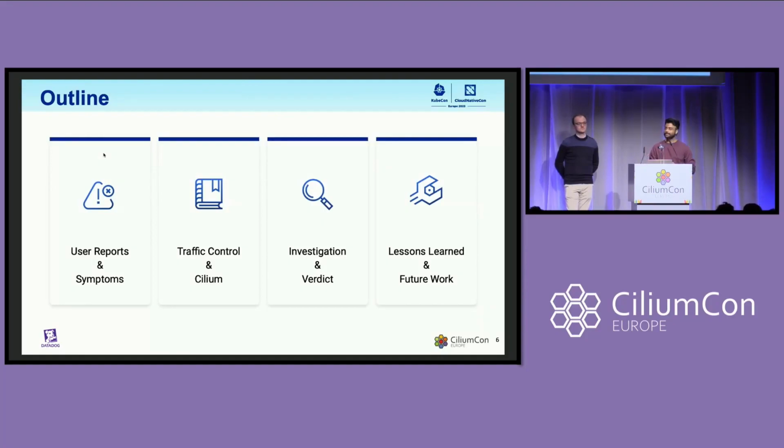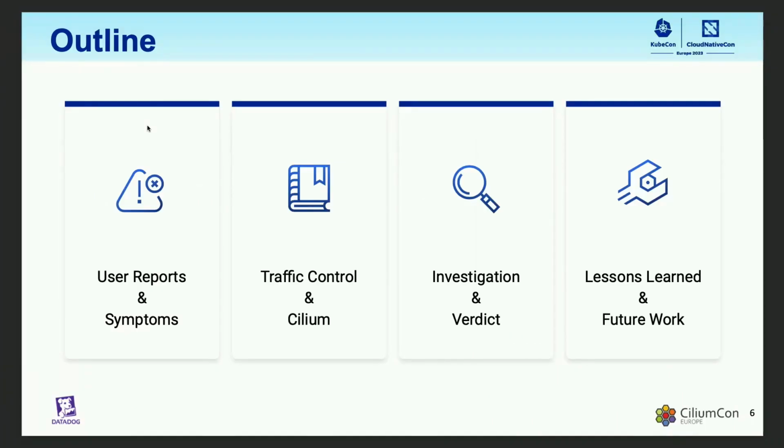Here's a quick outline of what we are going to talk about today. We're first going to talk about how our users noticed this issue to start with, and we'll cover some quick background on Linux traffic control and how Cilium and Datadog Agent use traffic control. And then we'll get into the core of the investigation and some of the lessons we learned during the process.